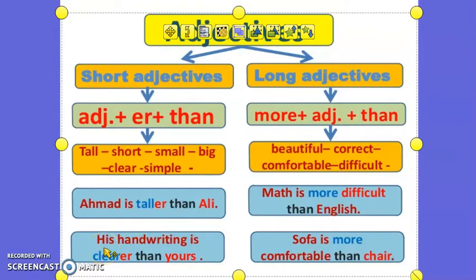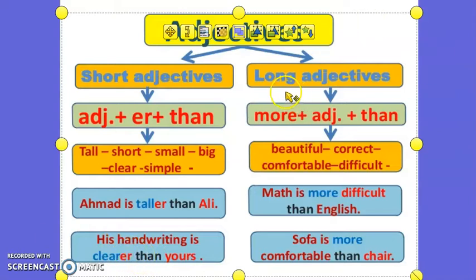The second example: his handwriting is clearer than yours. Here we have clear, and it's a short adjective, so we add er and than. We add er plus than. Than is a very important word with er.